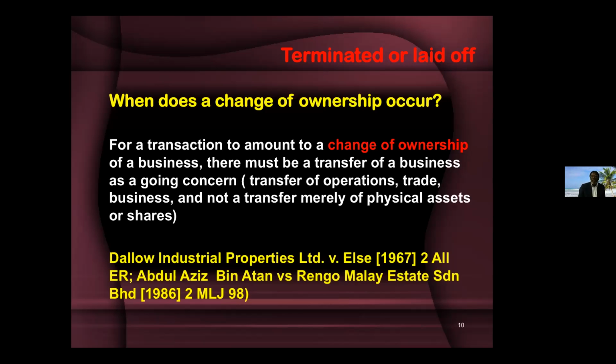Number two, there must be a transfer of trade, the ability to trade transferred from A to B, the ability to operate a business transferred from A to B, and not just merely a physical asset transfer or shares. So if company A buys the furniture or the office assets of company B, is that a change of ownership? Obviously not.